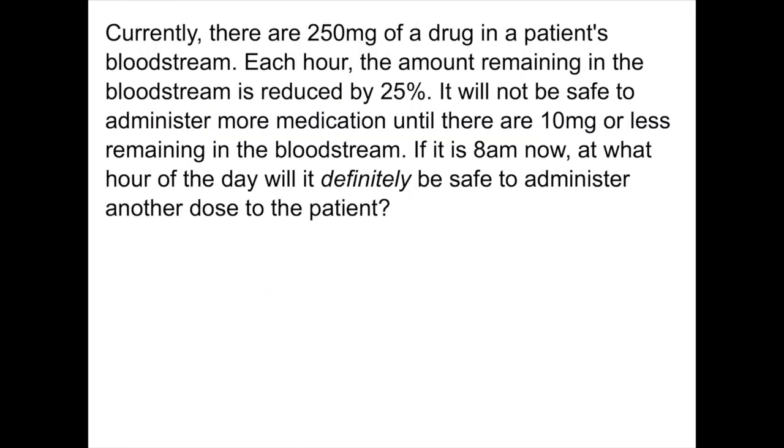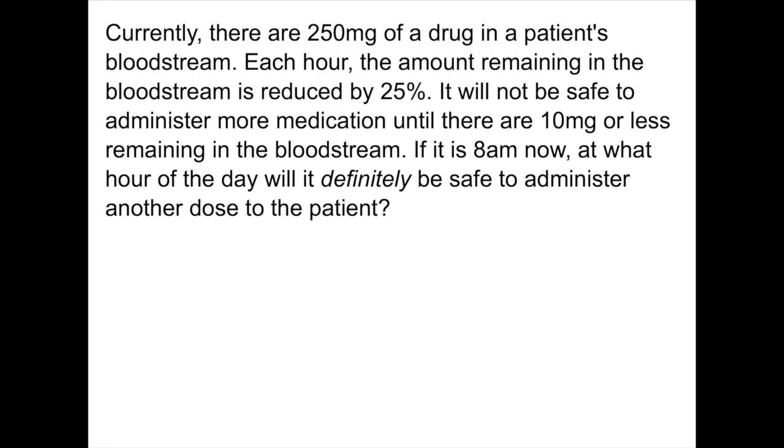So currently there are 250 milligrams of a drug in a patient's bloodstream. Each hour, the amount remaining in the bloodstream is reduced by 25%. It will not be safe to administer more medication until there are 10 milligrams or less remaining in the bloodstream. If it is 8 a.m. now, at what hour of the day will it definitely be safe to administer another dose to the patient?